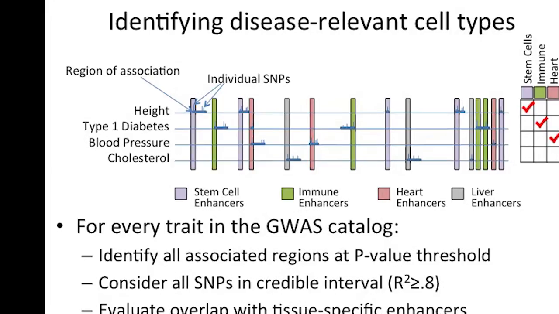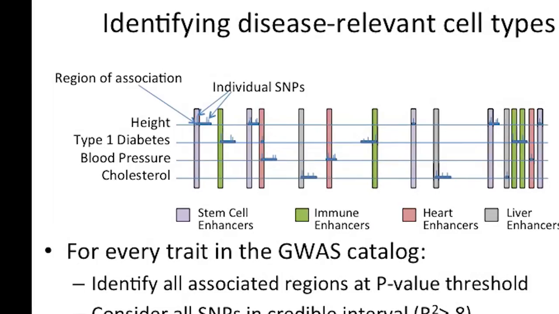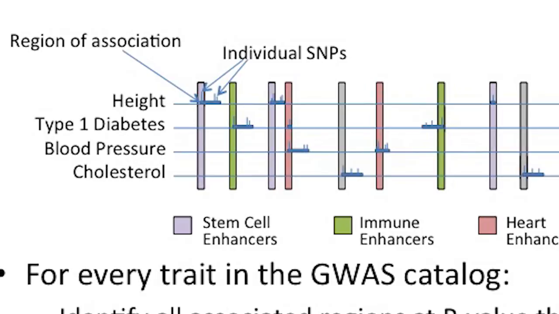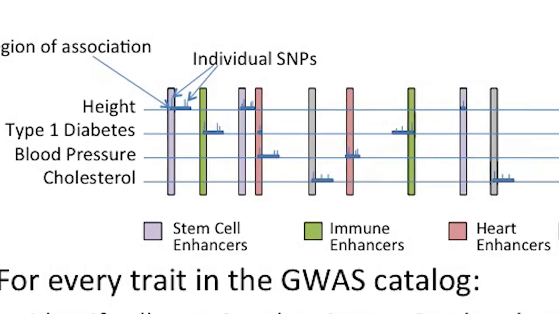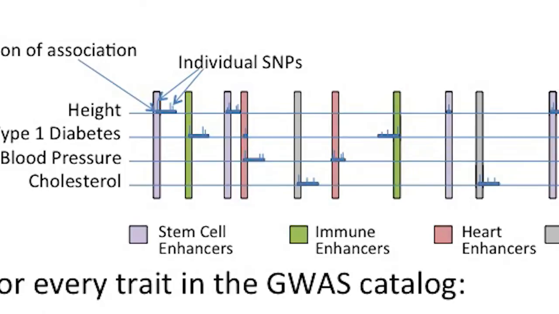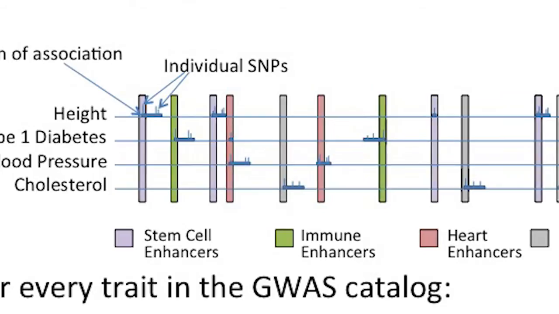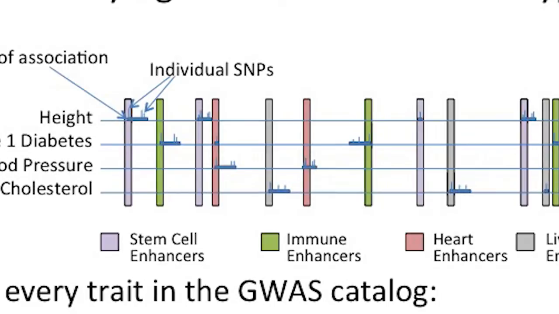So we're going to now take all of these things in the critical interval, and we're going to evaluate the overlap of each of these regions with tissue-specific enhancer annotations. So now, for example, if I look at in stem cells, what are the enhancers that are active in stem cells? I see that a lot of them are, in fact, overlapping the genetic variants that are associated with height. So I can put a check mark here, basically saying that the genetic variants associated with height might actually be dysregulating enhancers that are active in stem cells. Is everybody with me so far? If you are, raise your hands. Okay, great. And now I'm simply going to do that for every cell type.